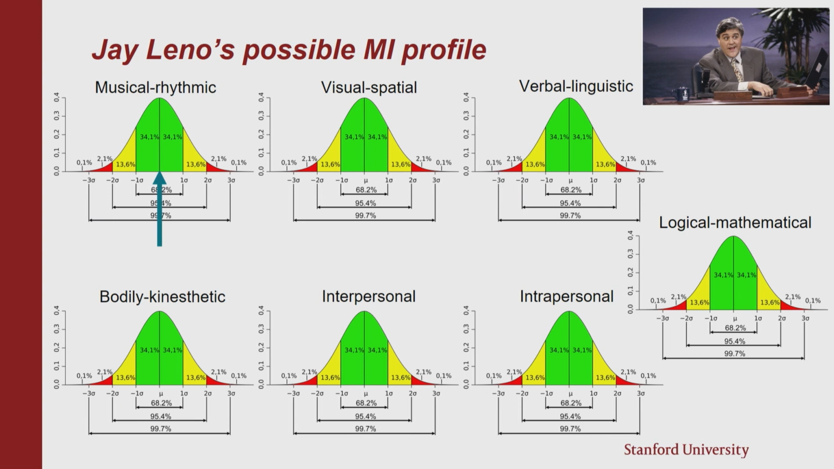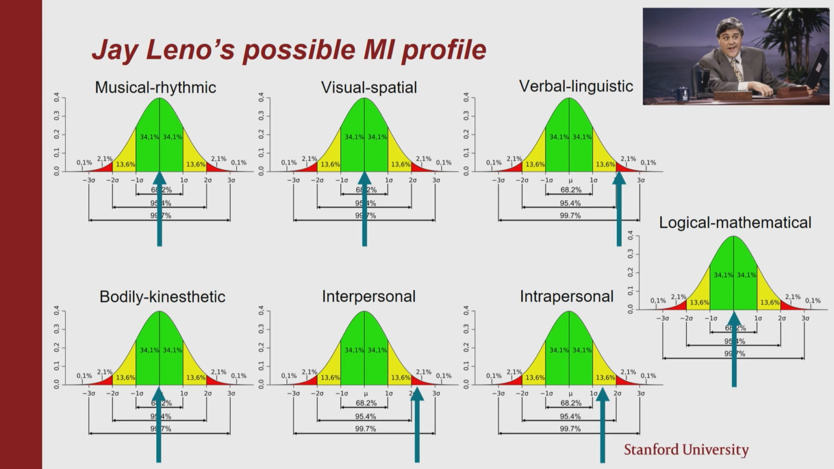So, Jay Leno is another neurodiverse person. I think he openly told people about his dyslexia. And I would say musical, maybe average, visual spatial, average. Verbal linguistics, probably way above average. And logical, mathematical, average. Interpersonal, I think is up there, and bodily kinesthetic, probably average.